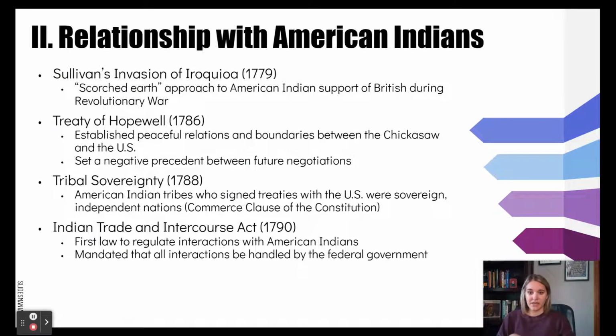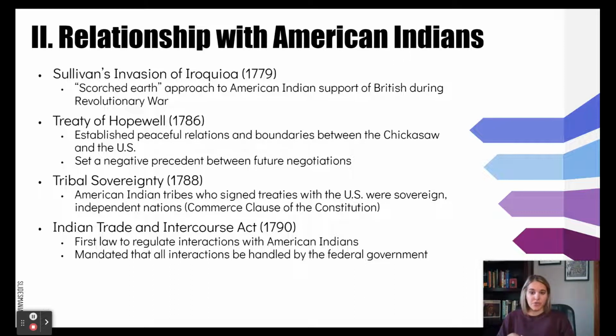Continuing on with the relationship with American Indians, we have a few other examples of events during this time. During the Revolutionary War, Washington ordered one of his generals, Sullivan, to invade the Iroquois lands, and he took a scorched earth approach. These American Indians had allied with the British during the Revolutionary War, and so Washington ordered them to be, basically, annihilated to prevent them from supporting the British.